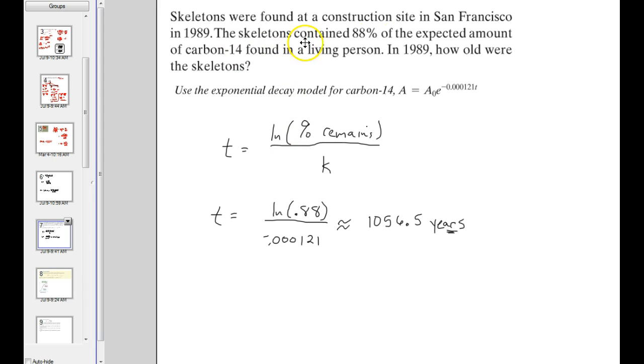So again, this formula applies when you're given a percent that remains and you know k, either from the formula they tell you in the problem statement.